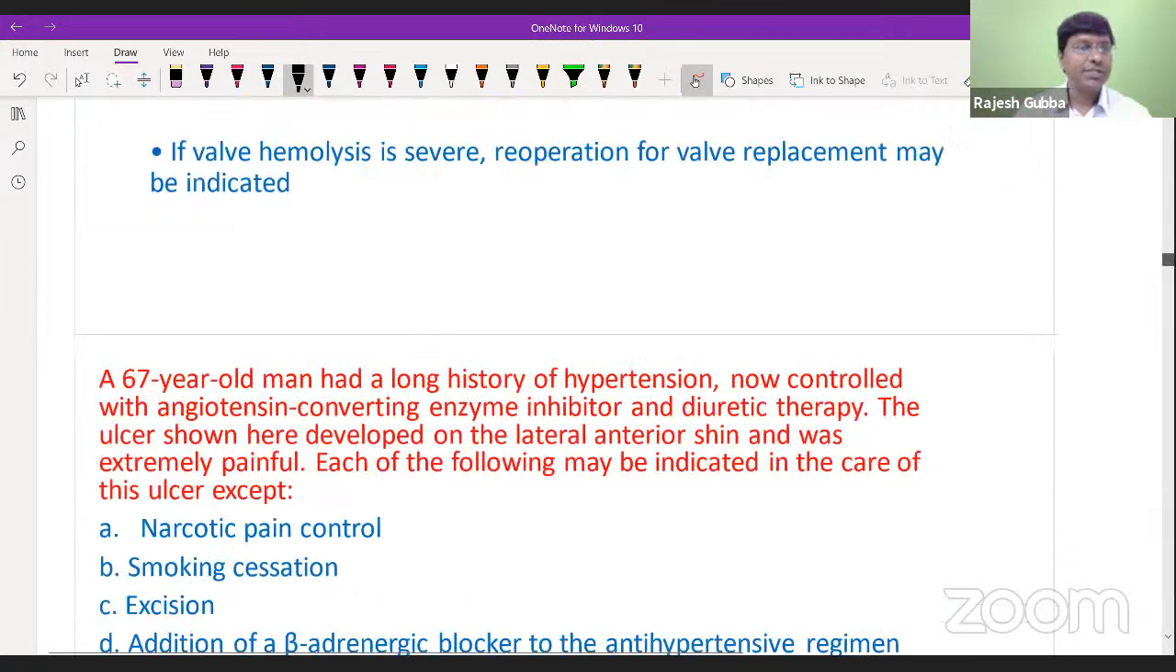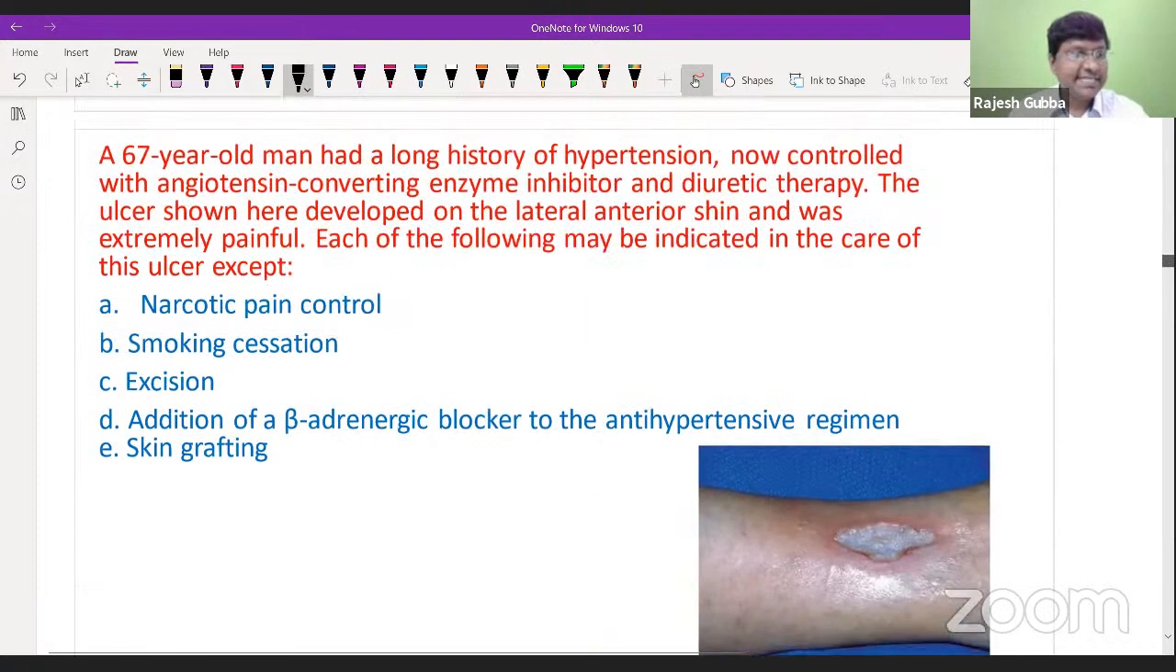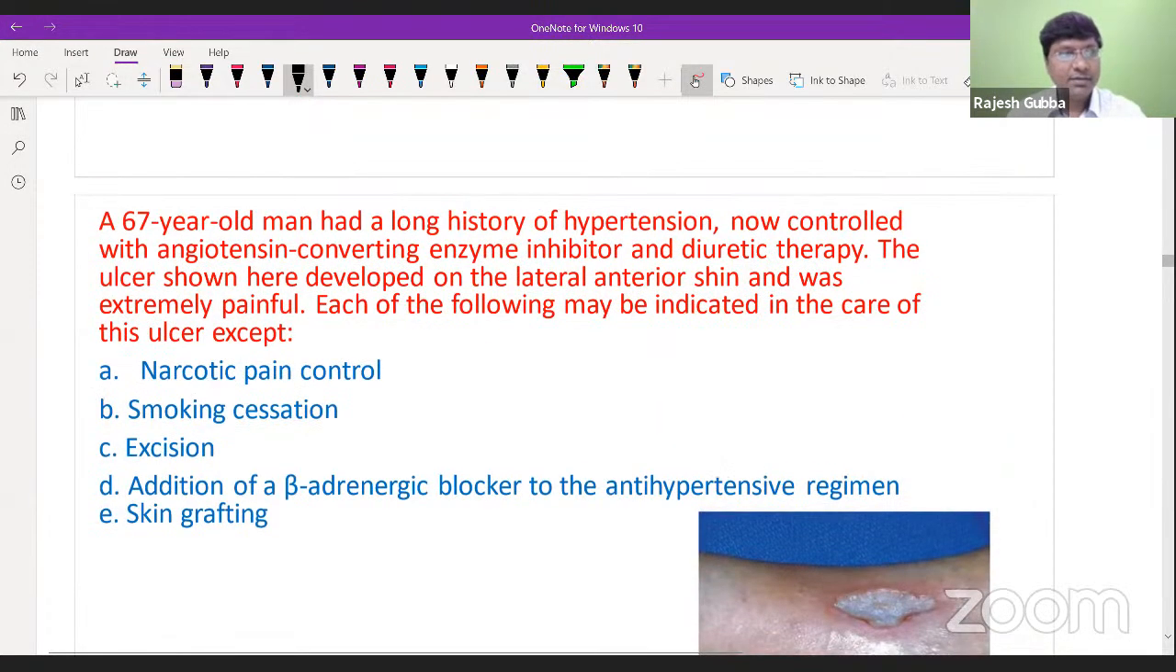Yes, you see this question here. We have a 67-year-old man who had a long history of hypertension. Now yes, Gautam Nanda, the urine color, it is dark in color. Why? That is because of hemolysis. Okay, right. Now you see this question.